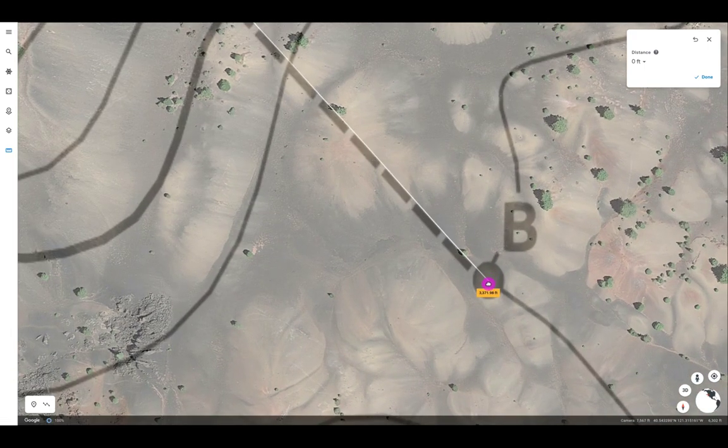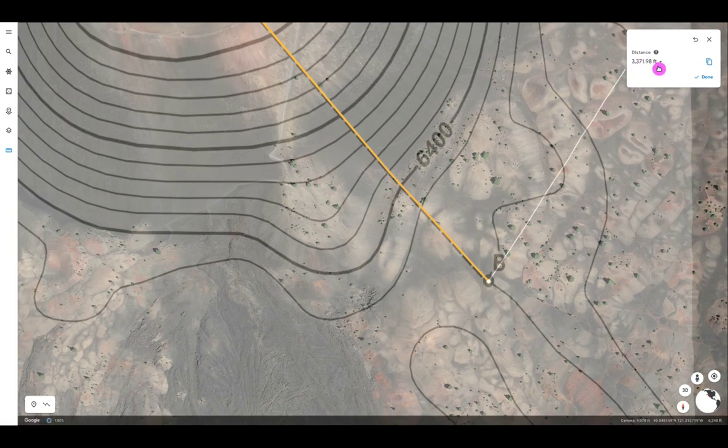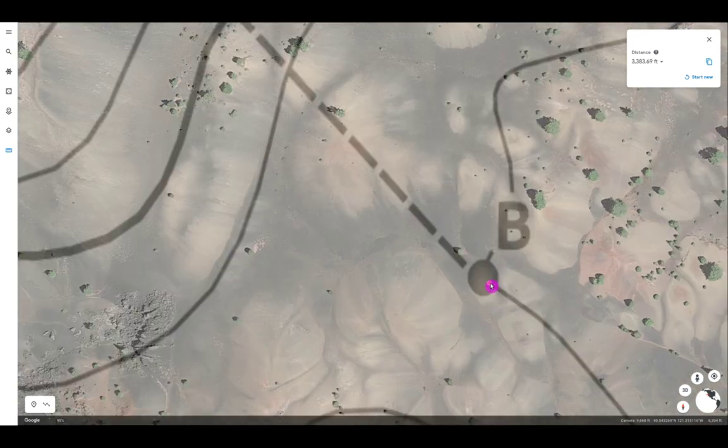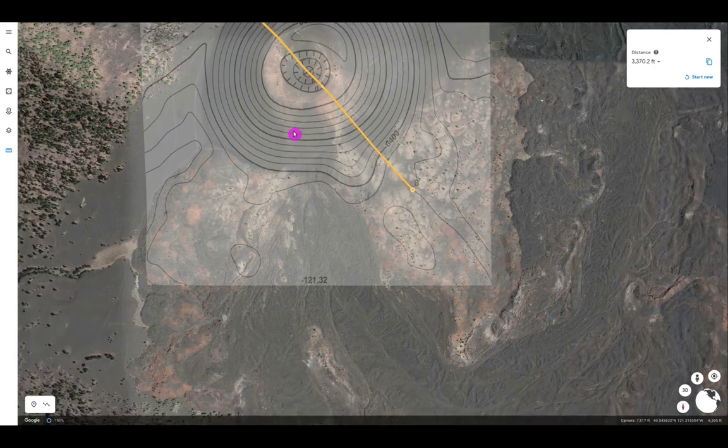So we've got that. 3,371.98. I'm just going to click done, and we'll call that, in fact, if I scooch it just a little bit, now I'd call that 3,300. Yeah, I'm going to have to zoom in and scooch it more. Wow, yeah, 3,370, good enough. Okay, so now we've got the distance.